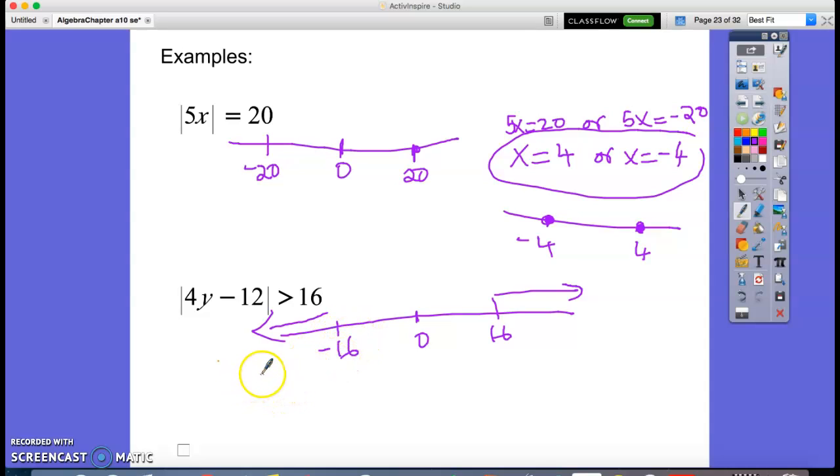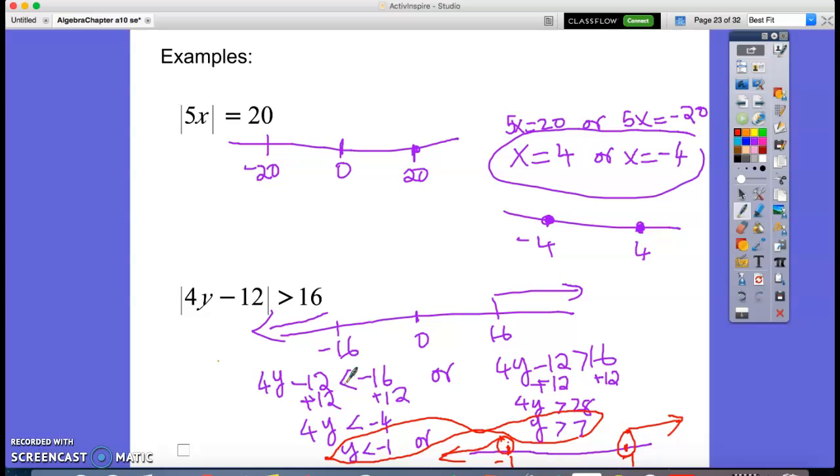So how do I write this one? 4y minus 12 is less than negative 16, or 4y minus 12 is greater than 16. Why don't you pause the video and then check. So it should get y less than negative 1, or y greater than 7. So this is the graph. You get y less than negative 1 or y greater than 7, and this is the graph.